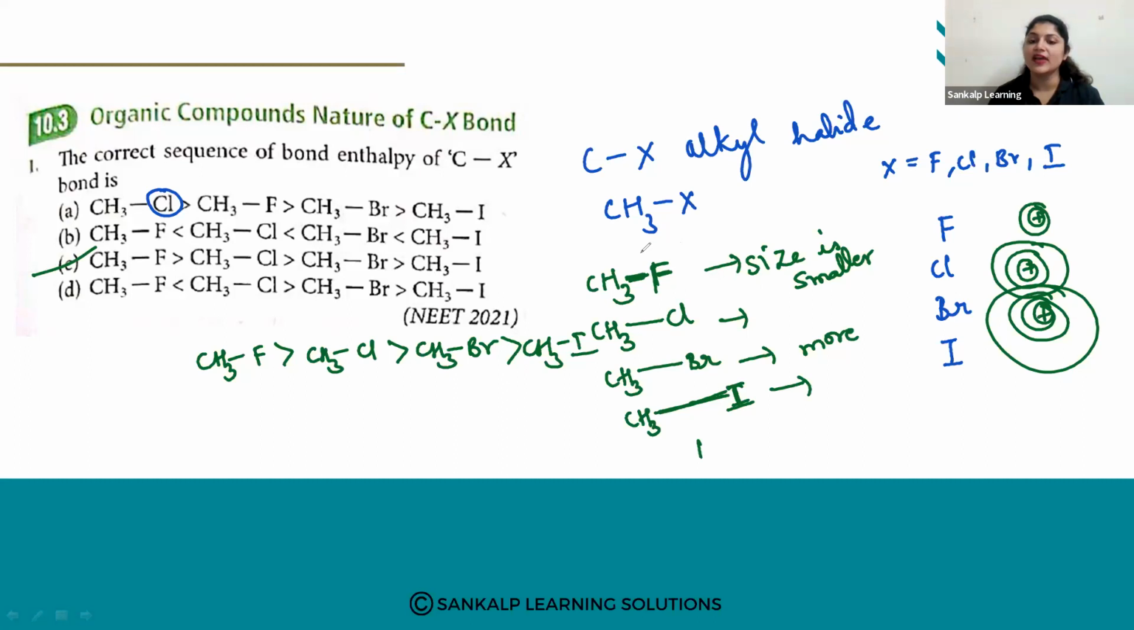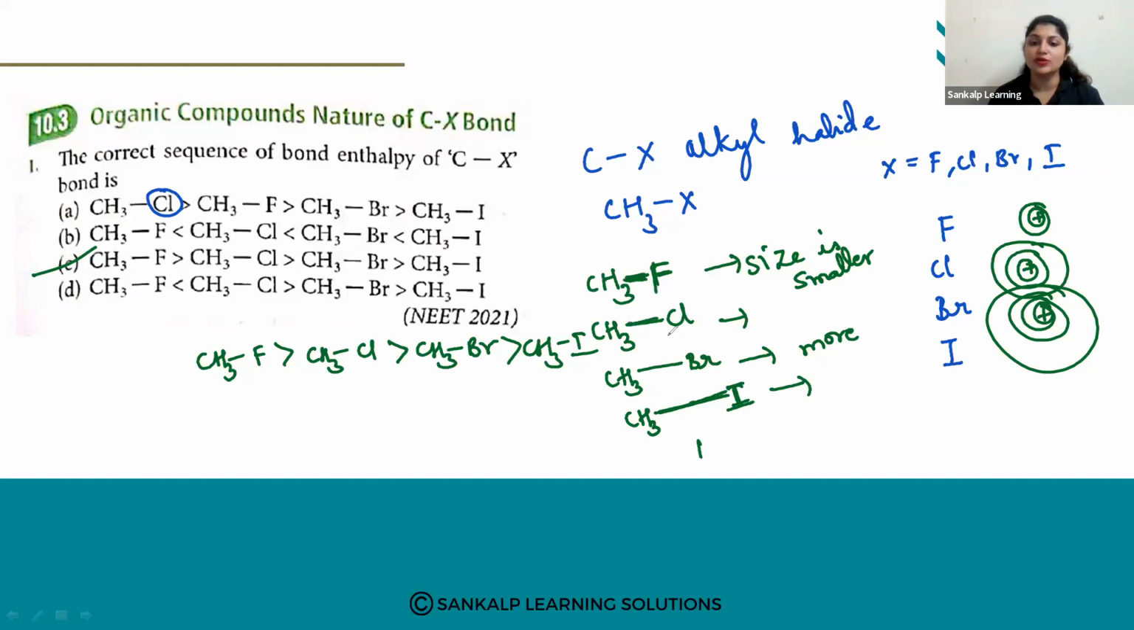So for CH3F, as the fluorine atom is smaller in size, what will happen? The size will be small, the bond length will be small. What is bond enthalpy? Bond enthalpy is the amount of energy required to break the bond between the two atoms. So as the bond between the two atoms is short, the bond will be stronger.